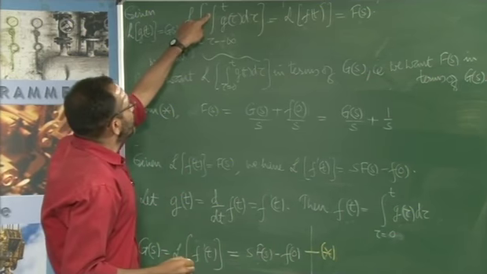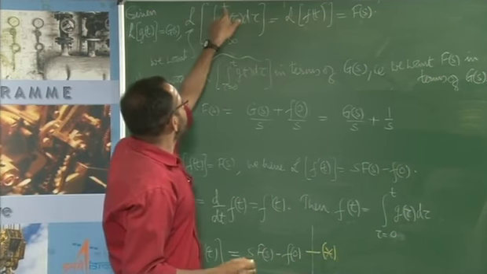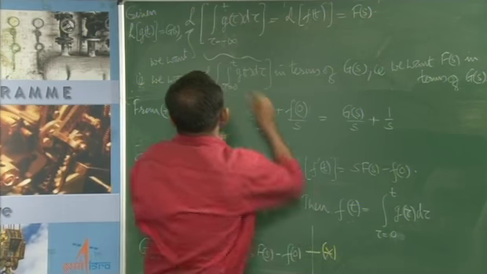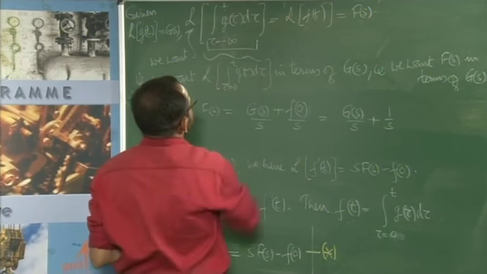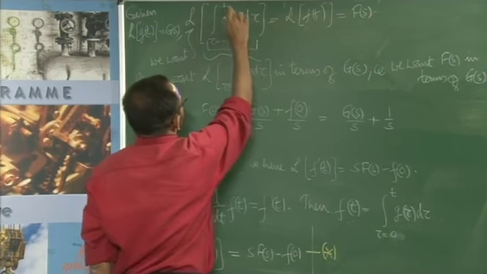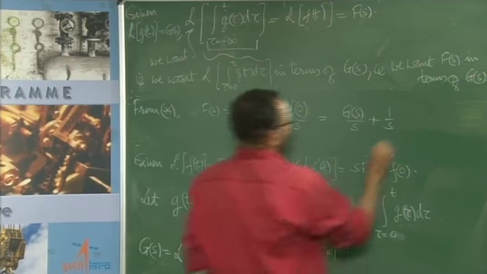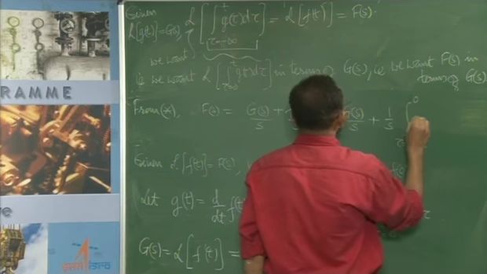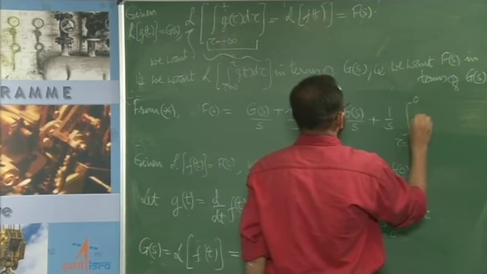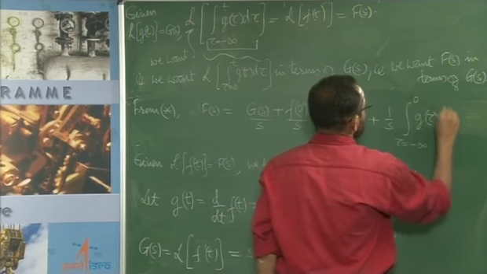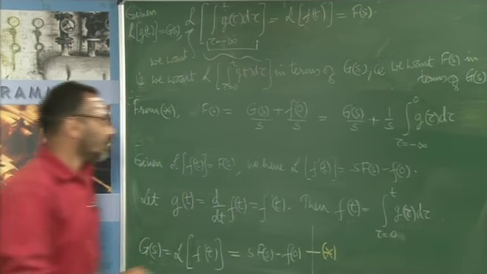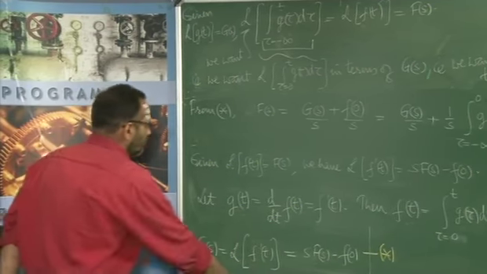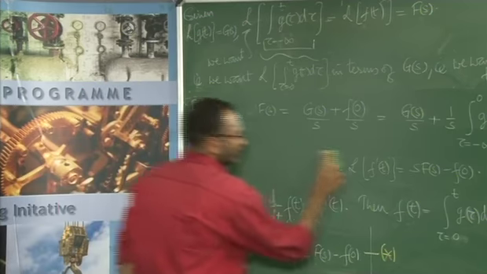Then f of t, as t goes to 0, I must put the upper limit of the integral as 0, that is tau equal to minus infinity to 0, g of tau d tau. Okay. So, this is the final formula that we have without actually going by the other method.